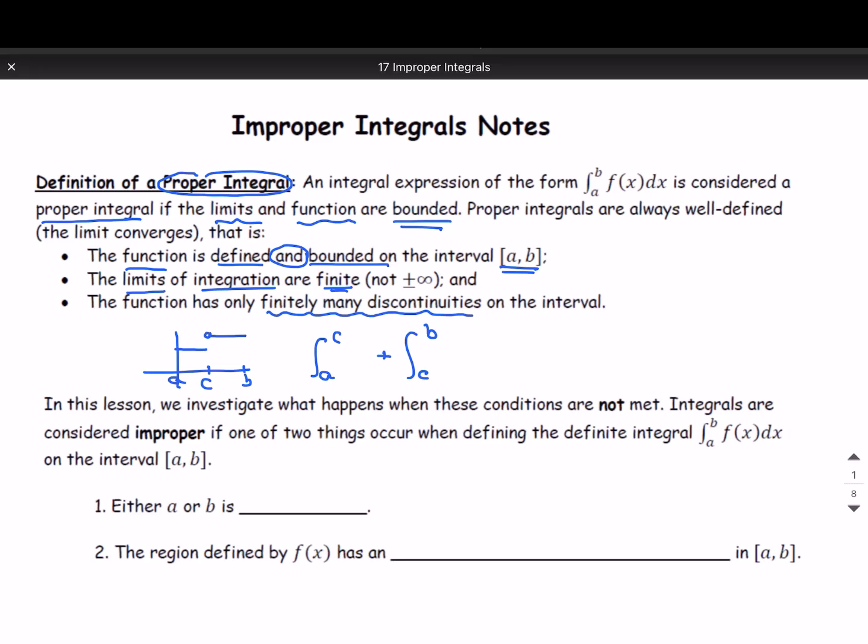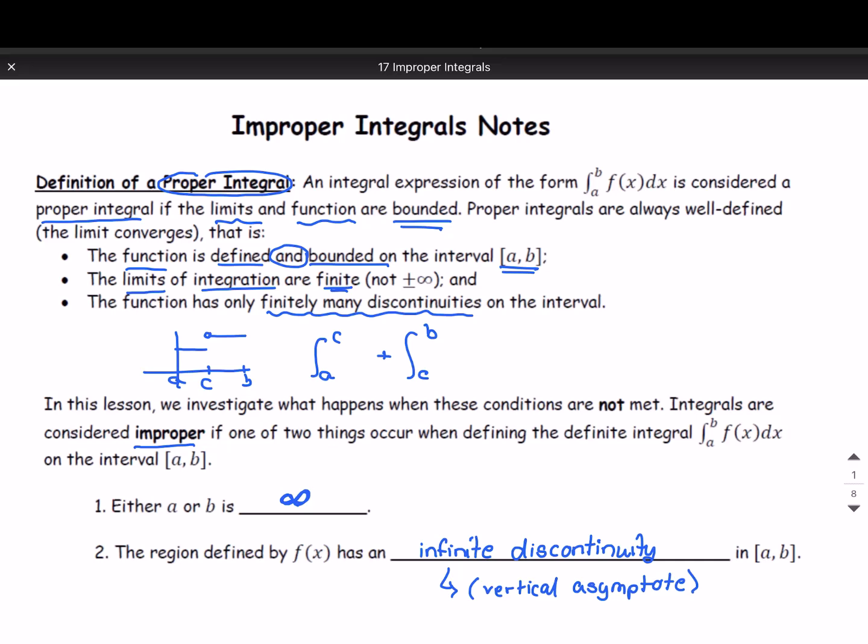Today, we're going to look at what happens when those conditions are not met, when integrals are considered improper. That happens if one of two things occur when defining the definite integral from a to b of f of x dx on the closed interval from a to b. Either one of the endpoints a or b is infinity, which means you don't have a closed interval, or the region defined by f of x has an infinite discontinuity on the closed interval from a to b. Now remember, an infinite discontinuity means there's a vertical asymptote.